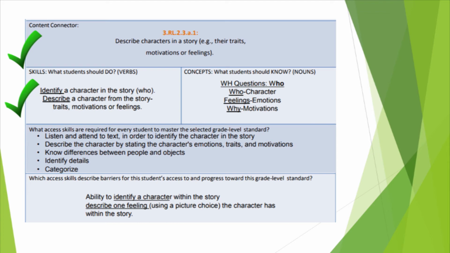First, we have the content connector, which reads, describe characters in a story. An example, their traits, motivations, and feelings. When looking at the content connector, we want to consider the skills embedded within, or what the student should be able to do. So, we want to be able to identify the character in the story, or the who. We want to be able to describe the character in the story, describing their traits, their feelings, and their motivations.